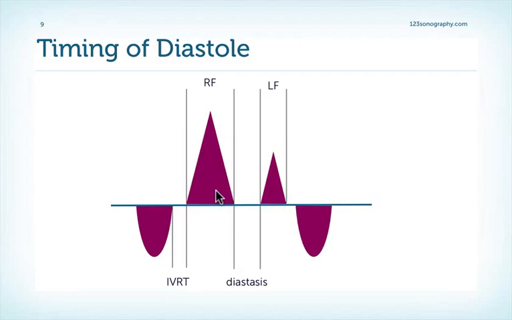In patients who have a high heart rate, we have more fusion of the rapid early filling and the late filling. Therefore, in these patients, we do not necessarily have the phase of diastasis. How do we measure these intervals with echocardiography?